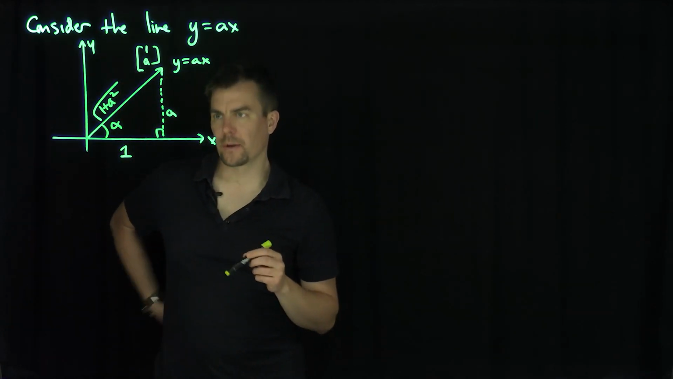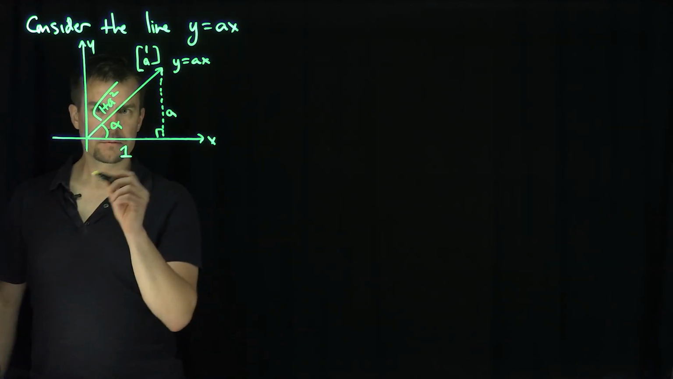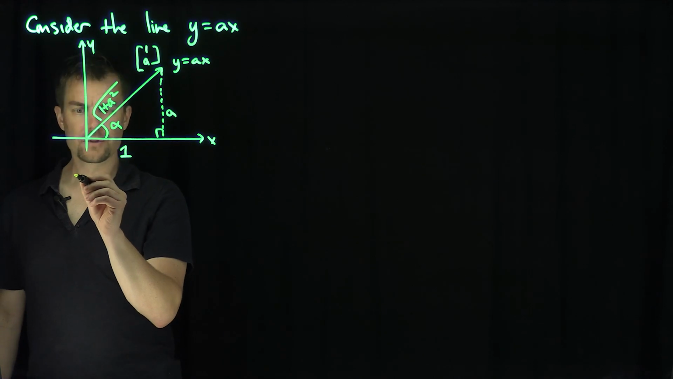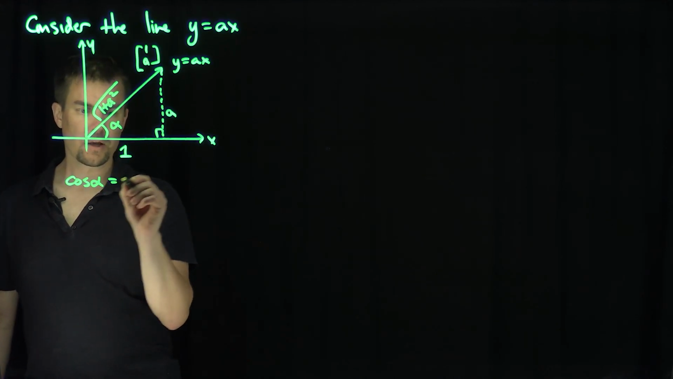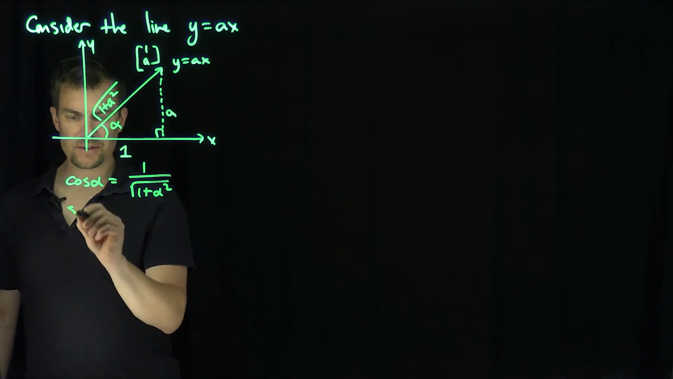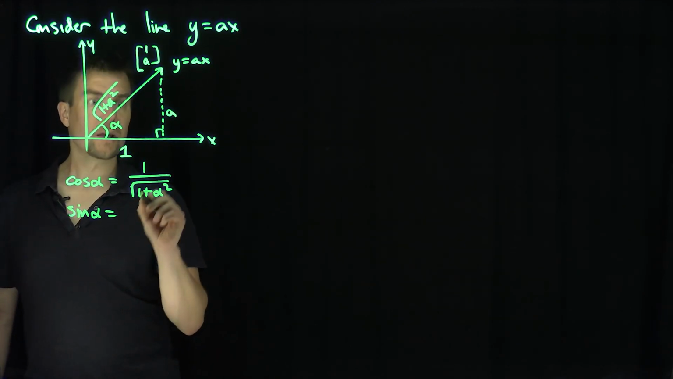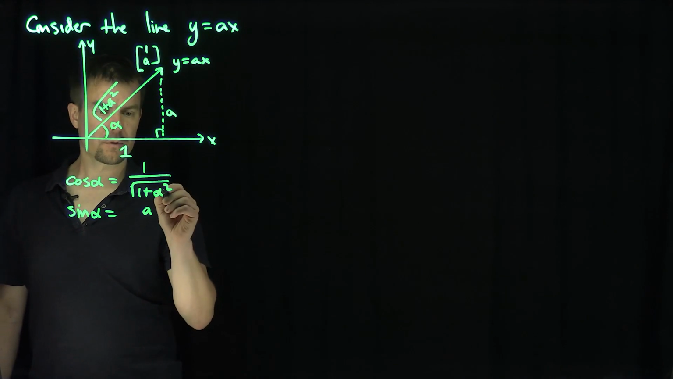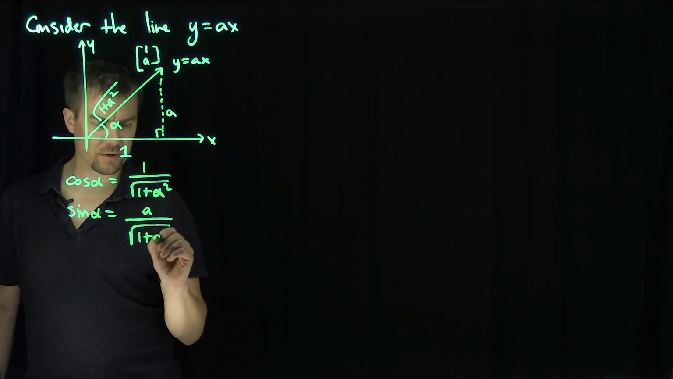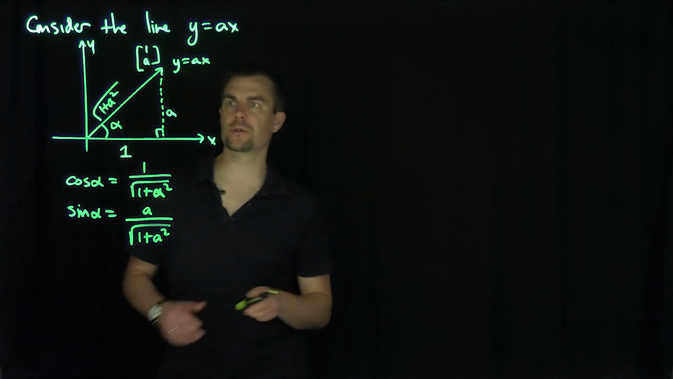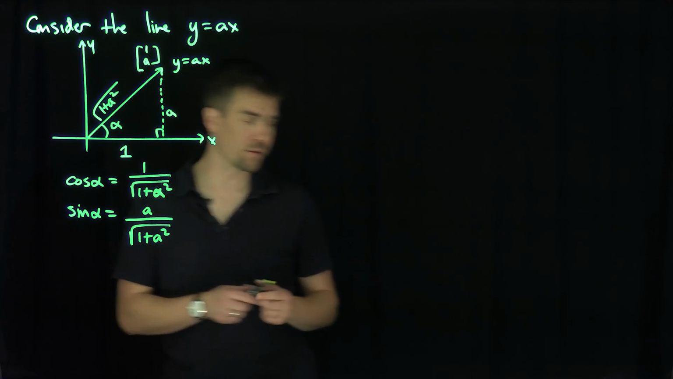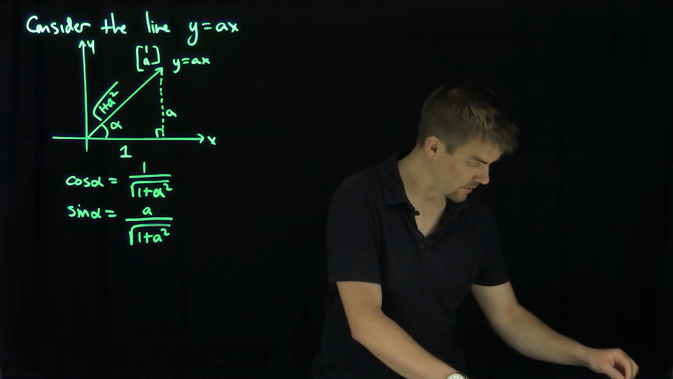And so what do I know about alpha? I know the cosine of alpha and the sine of alpha. The cosine of alpha is 1 over the square root of 1 plus a squared, and the sine of alpha is a over the square root of 1 plus a squared. Excellent, just from basic trigonometry. Now I want to figure out a formula for reflecting a point over this line or projecting a point onto this line.